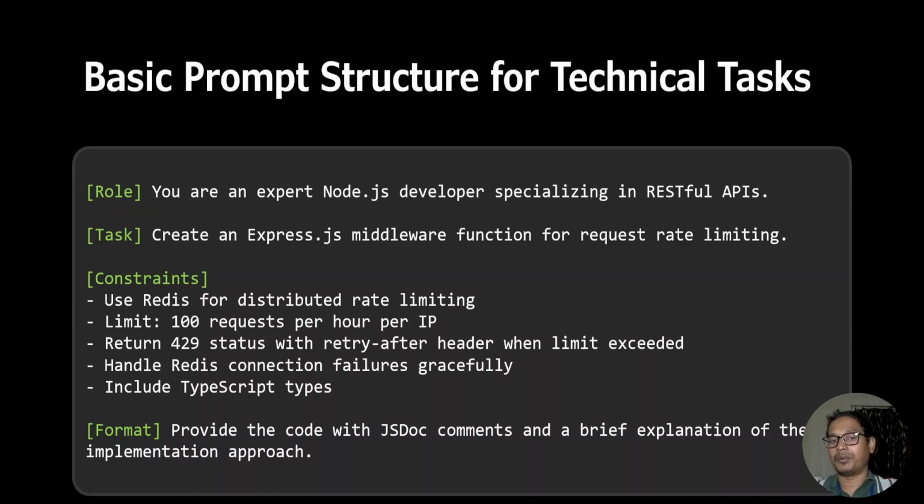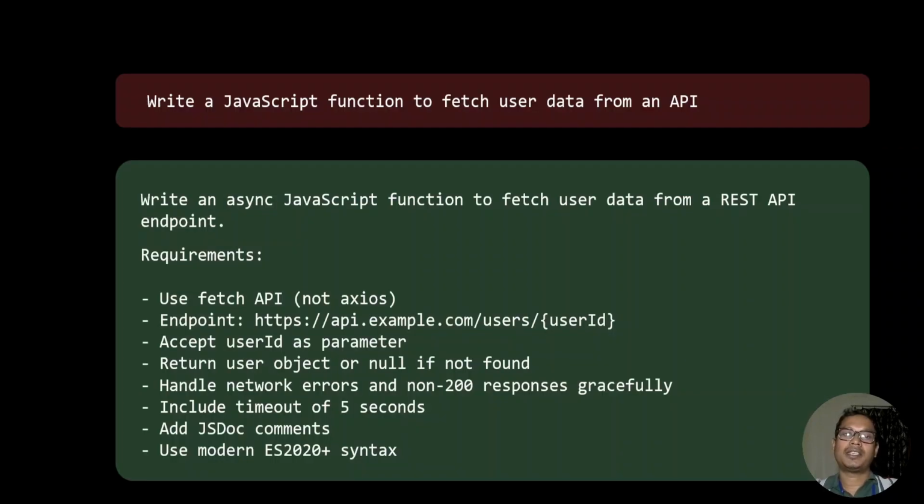the implementation approach. So now, since you have learned how to write a good engineering-focused prompt, you will not write like this: write a JavaScript function to fetch user data from an API. Instead you can write: write an async JavaScript function to fetch user data from a REST API endpoint. My requirements: use the fetch API, endpoint template, accept user ID as parameter, return user object or a not found error. So this kind of prompt you can create now, right?